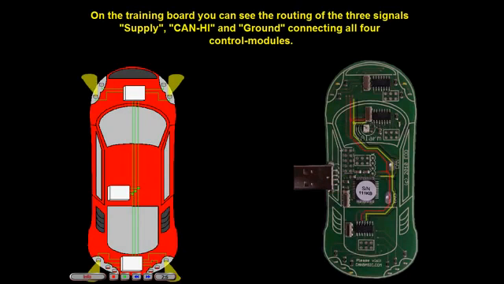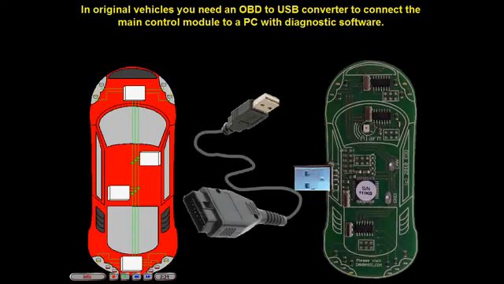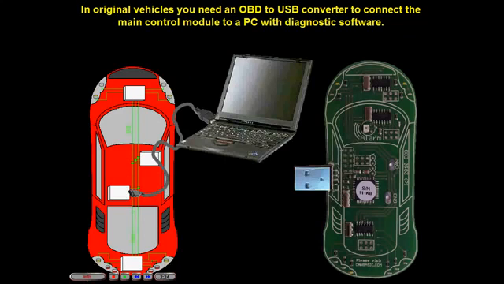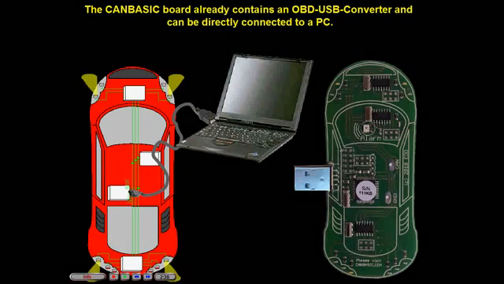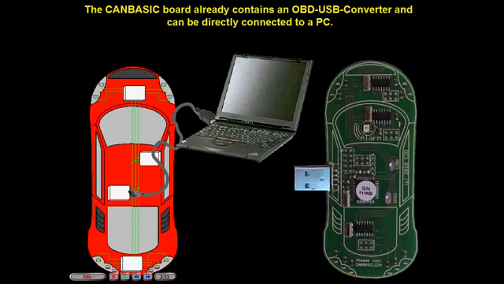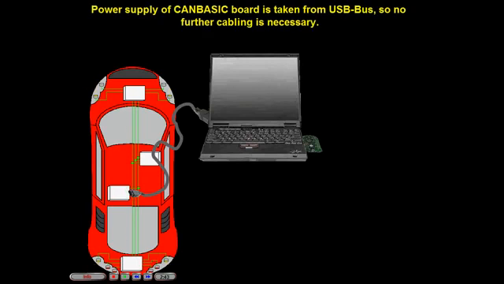On the training board, you can see the routing of the 3 signals supply, CAN high and ground, connecting all 4 control modules. In original vehicles, you need an OBD to USB converter to connect the main control module to a PC with diagnostic software. The CAN Basic board already contains an OBD to USB converter and can be directly connected to a PC. Power supply of the CAN Basic board is taken from the USB bus, so no further cabling is necessary.